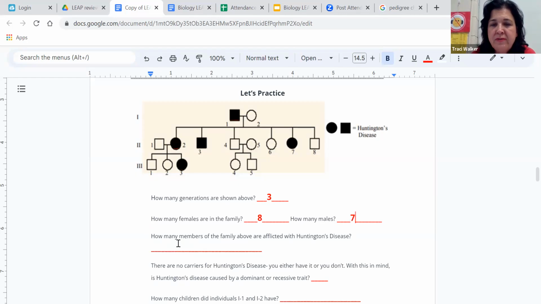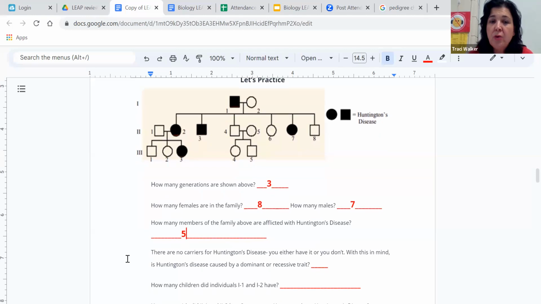And then how many members of the family are afflicted with Huntington's disease? So that means how many are affected by Huntington's disease? So we're going to count the number of shaded shapes. So this male is affected. So that's 1, 2, 3, 4, 5. So we have 5 family members that are affected. And so all of the shaded in circles and squares are affected. Now, there are no carriers for Huntington's disease. You either have it or you don't.